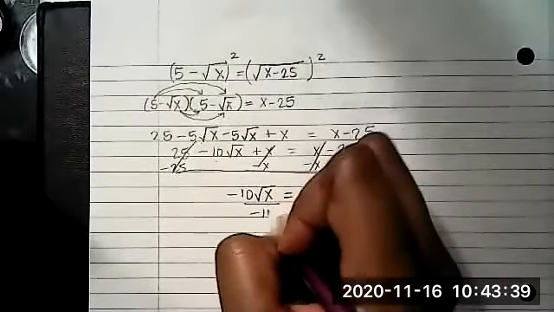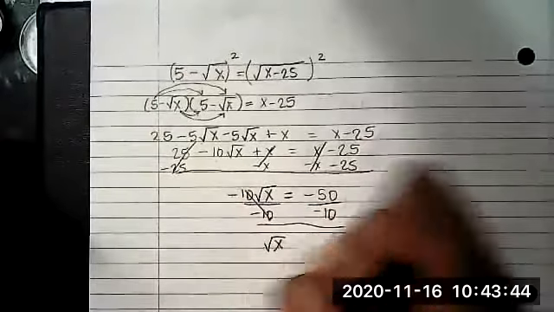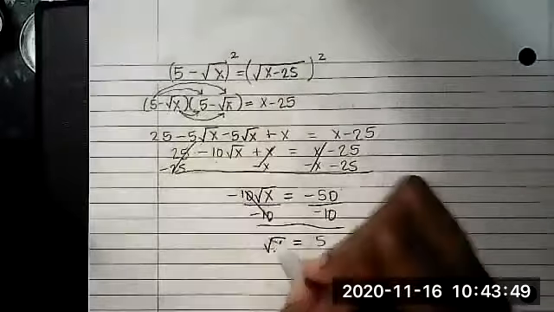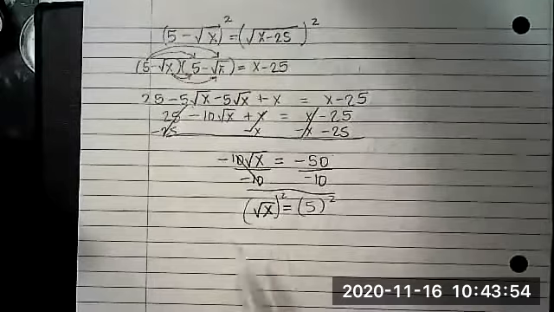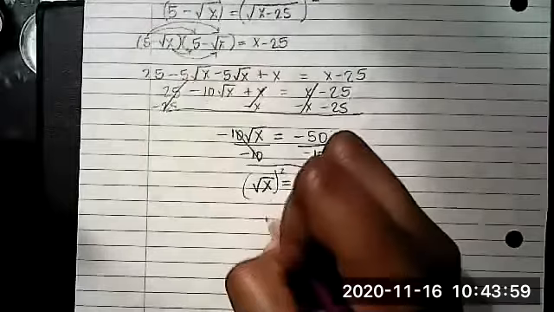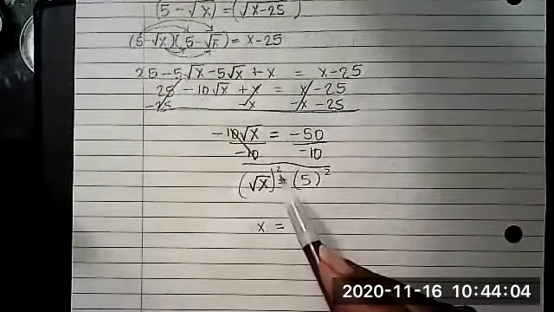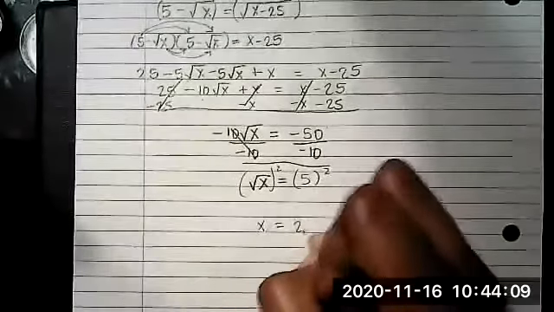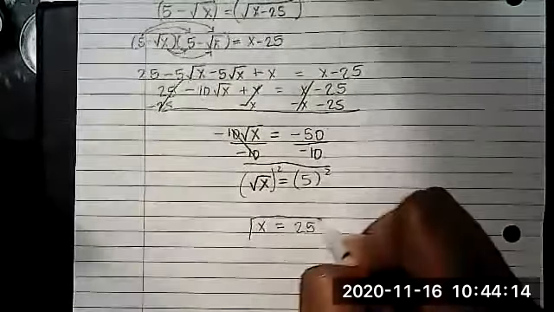Now we can divide by negative 10 because we want that square root by itself. This becomes the square root of x equals, and negative 50 divided by negative 10, positive 5. And of course we square it because we want to get the x by itself. So this now becomes x equals, please don't forget, when you square it, you have to square the 5. 5 squared becomes 25. Okay, so that is your answer there.